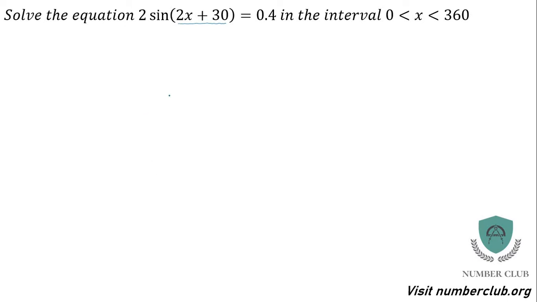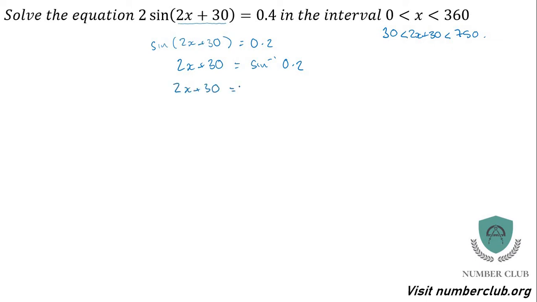So what we'll do first off is say sine of 2x plus 30 is going to equal 0.2, and so 2x plus 30 will equal inverse sine of 0.2. Now the interval we're dealing with is 2 lots of 0 is 0, plus 30 is 30. 2 lots of 360 is 720, plus 30 is 750, and so I need to find all of the solutions that fit within there.